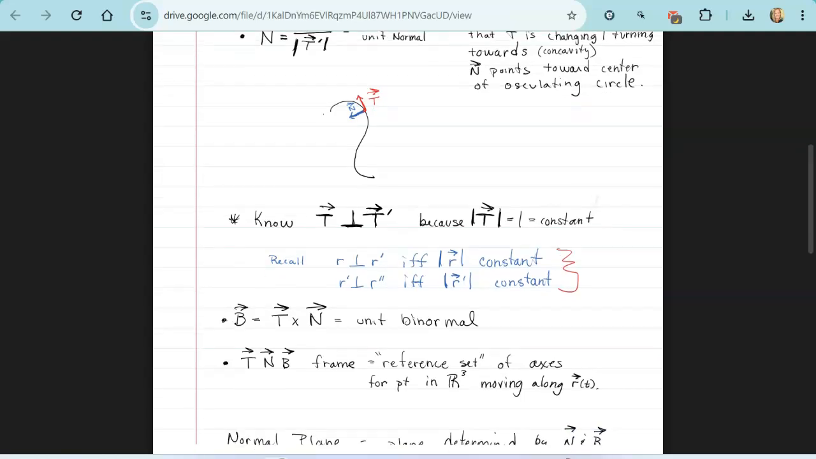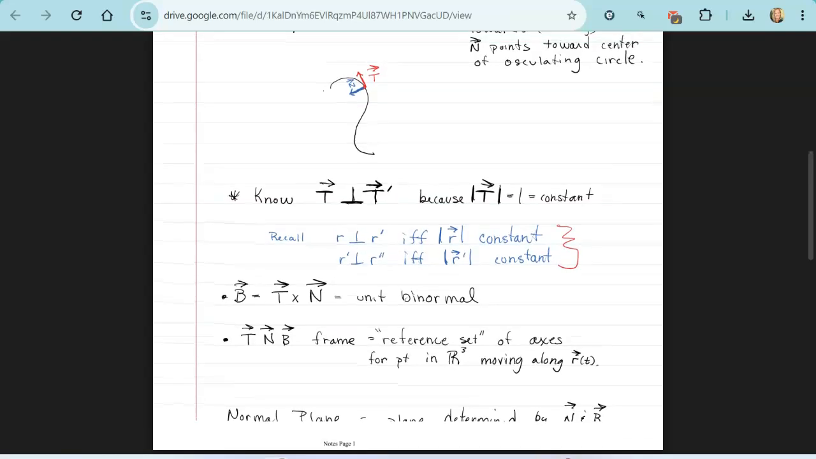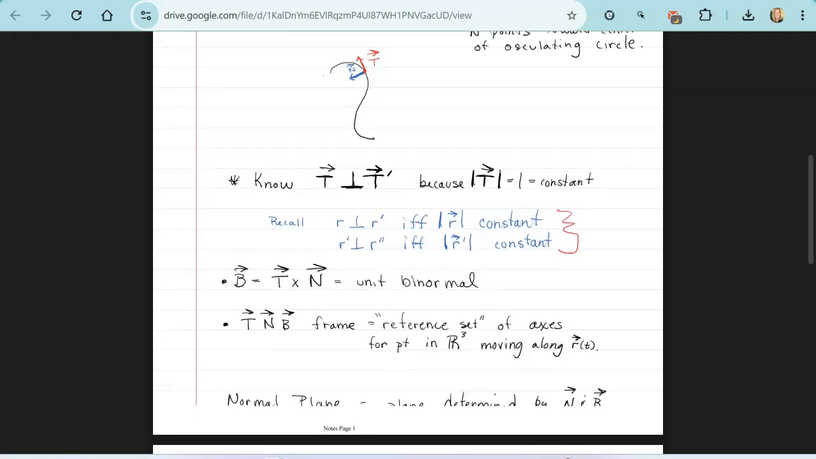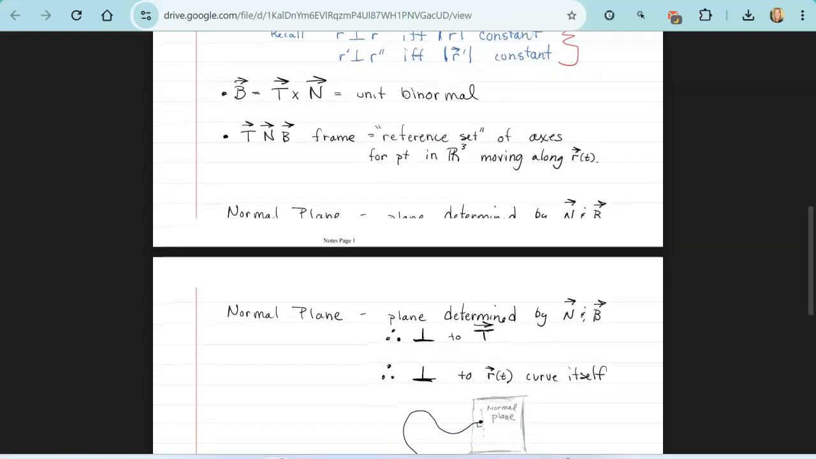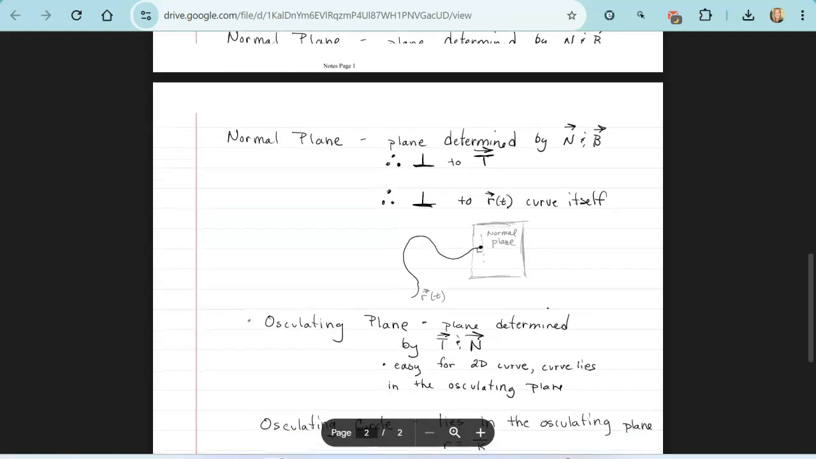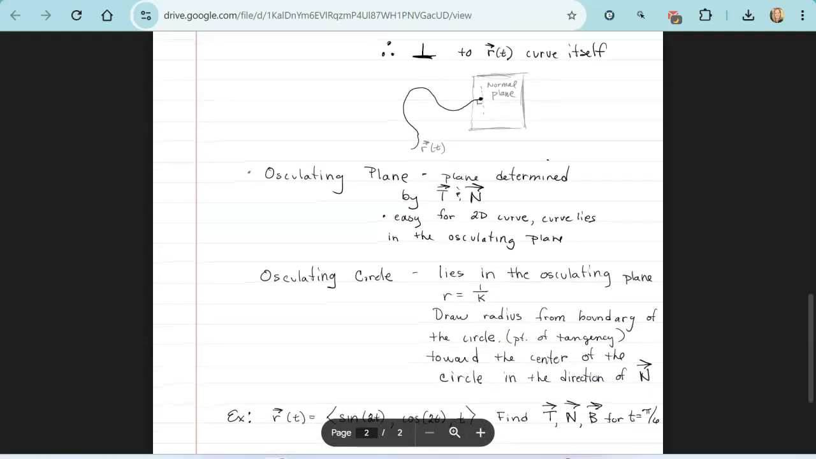a constant. And there's a little bit more that you should be looking at, like the binormal. The unit binormal is T cross N, and the TNB frame is a reference set of axes for a point in R3 moving along r of t. You can also, when you're graphing in a 3D plotter, click on the TNB. If I have time in this video, I will definitely show that. So again, this is something that you should review.